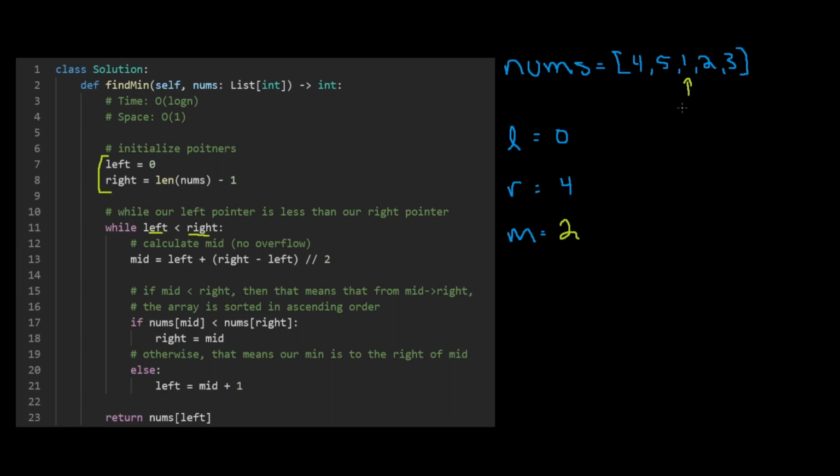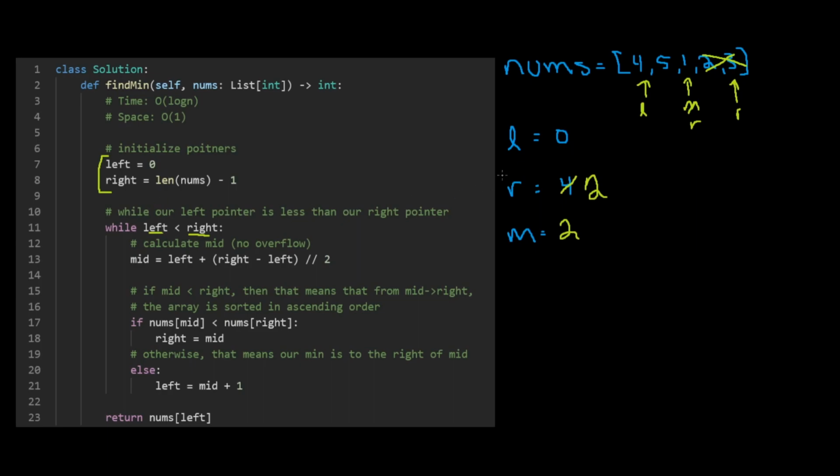Is nums at mid less than nums at right? And if it is, then we want to update our right pointer to be equal to our mid. So let's do that. Right is now going to be 2. So let's just update that here. And we're no longer going to use this part of the array, so I'm just going to cross it out. And now we go to the next iteration.